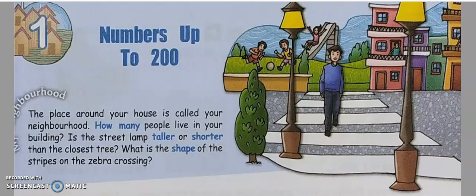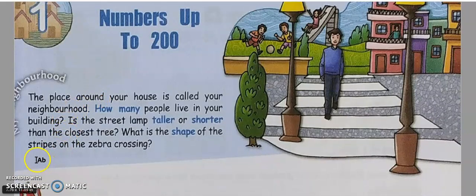So we will enjoy here while studying maths. Now we are going to start the first chapter, chapter number 1, numbers up to 200. I know that all of you know the numbers till 100 in class 1. But now we will do till number 200. Okay? But now before going to start the new chapter, first of all we will see some information that is given here. The place around your house is called your neighborhood.